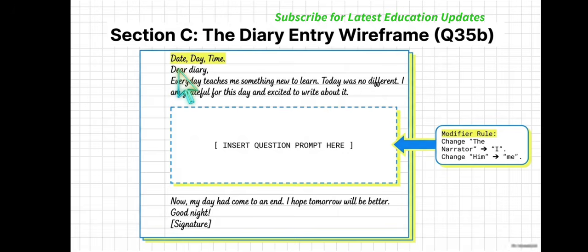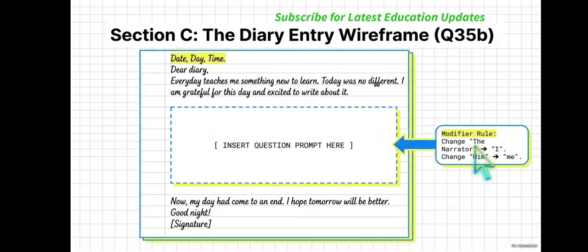Dear diary, date, day, time. So preferably 9 p.m. Date and day. Dear diary, followed by a comma. Every day teaches me something new to learn. So any diary can capture this sentence. Today was no different. I am grateful for this day and excited to write about it, right? So here you will score 2 marks, right? So now insert the question prompt here.